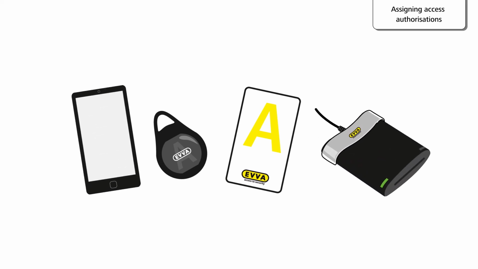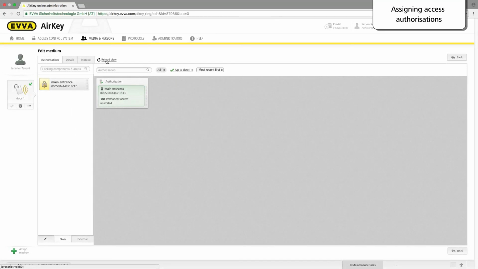After having been updated, Ms. Tenant's access medium is ready to be used. This is evident in the AirKey online administration by a green tick after the corresponding component.